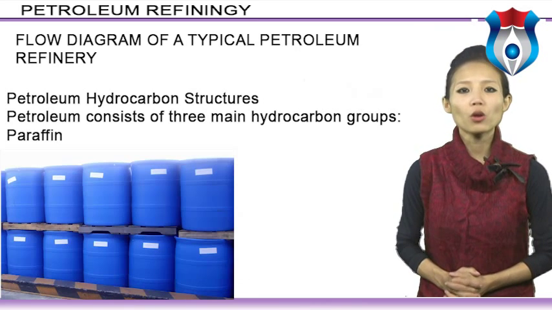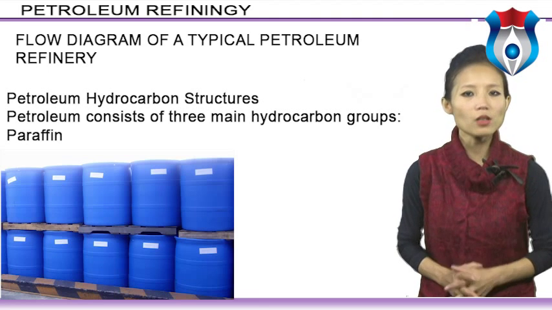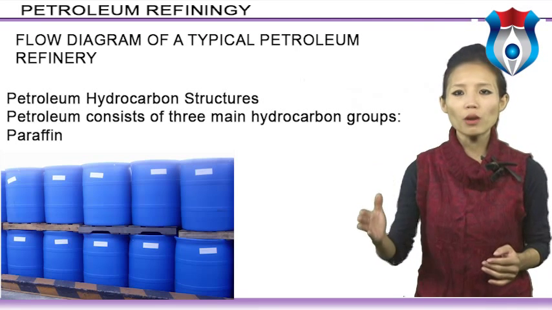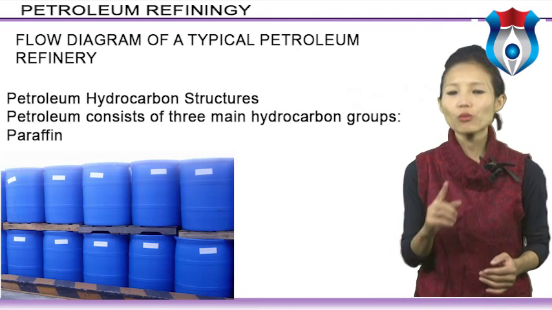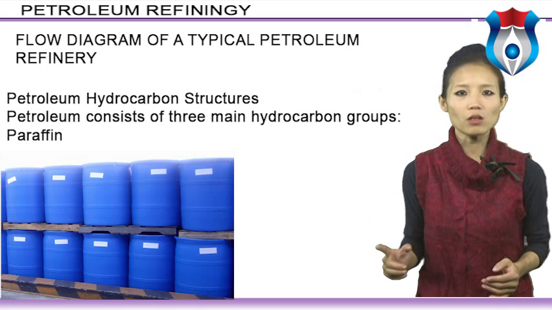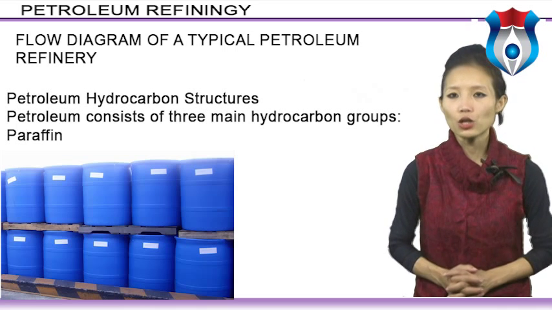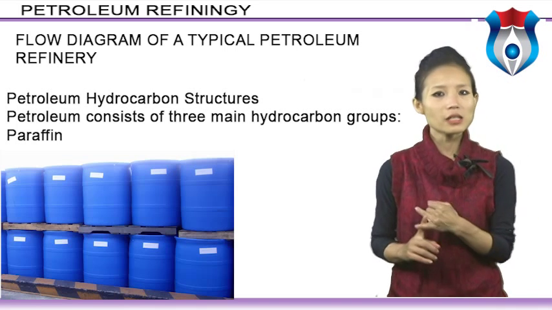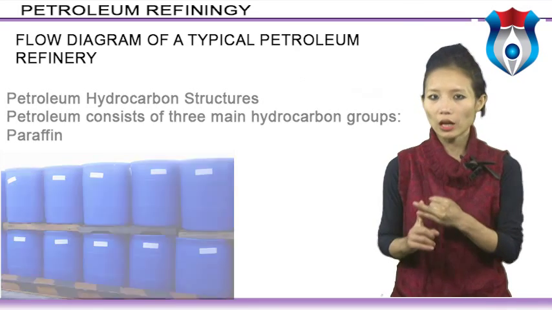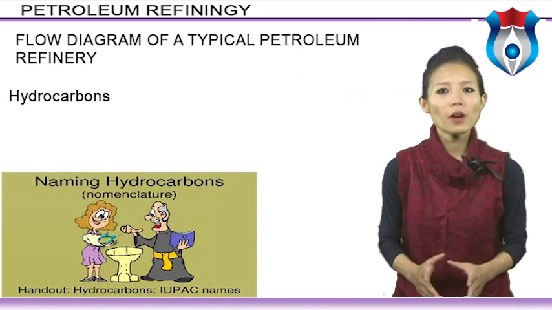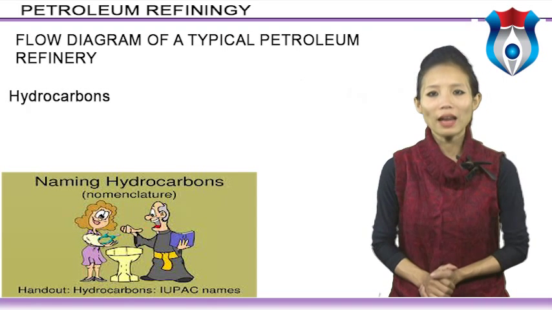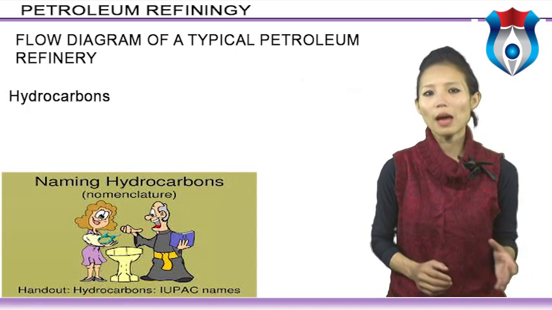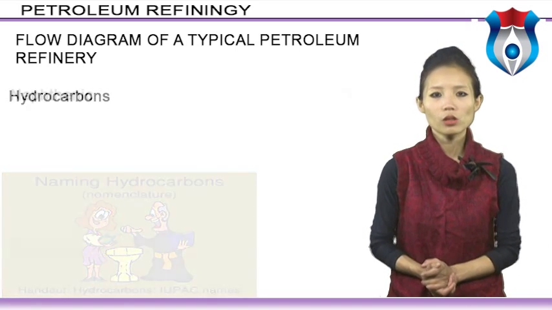Petroleum hydrocarbon structures. Petroleum consists of three main hydrocarbon groups. Paraffin. These consist of straight or branch carbon rings saturated with hydrogen atoms, simplest of which is methane CH4, the main ingredient of natural gas. Others in this group include ethane C2H6 and propane C3H8. Hydrocarbons with very few carbon atoms, C1 to C4, are light in density and are gases under normal atmospheric pressure. Chemically, paraffin is very stable compounds.